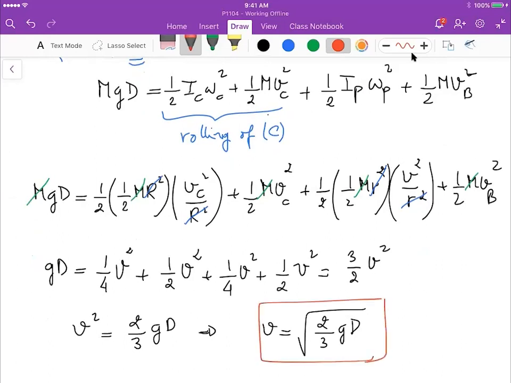This is the value of v as an expression. And if you have the numerical value for the distance d, then you can just immediately make the numerical application.